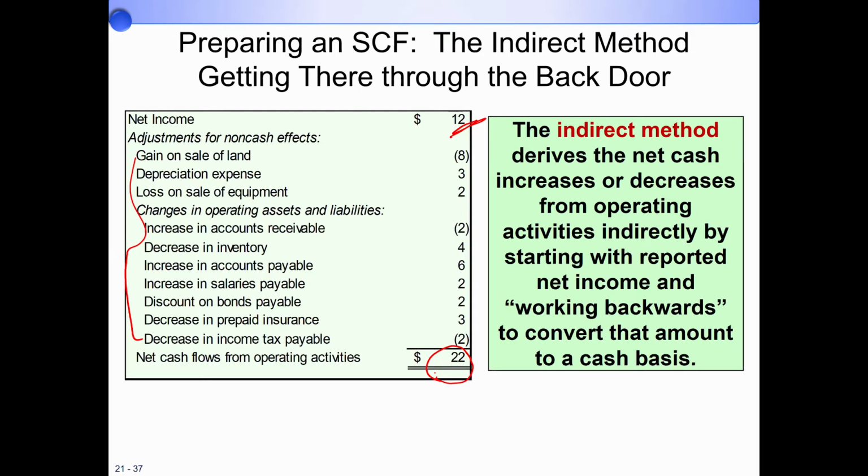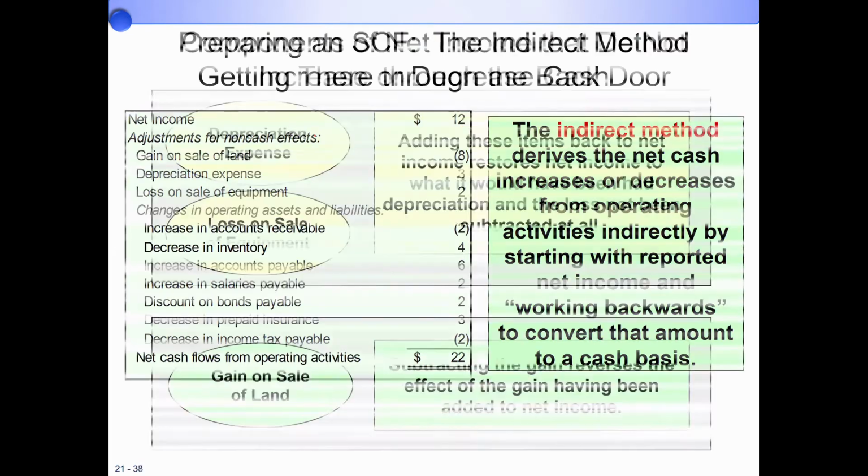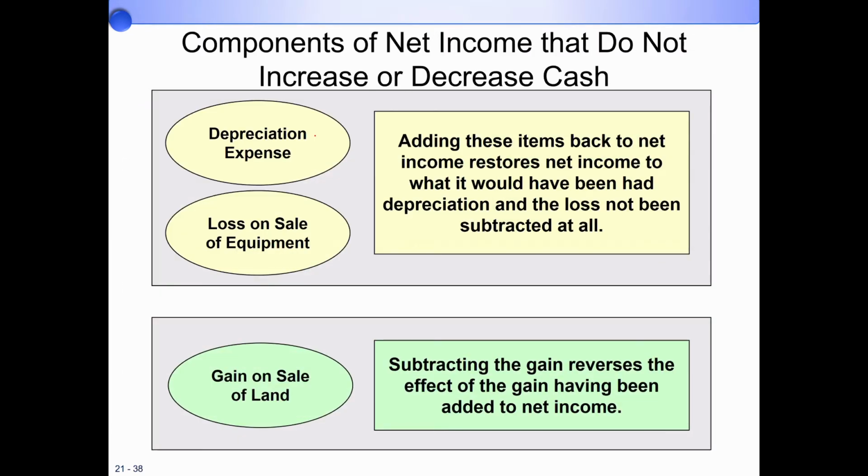Okay, so let's look at those adjustments. So we have three types of adjustment. Three types of adjustment. So the first type of adjustment, we can call that non-cash operating expenses.